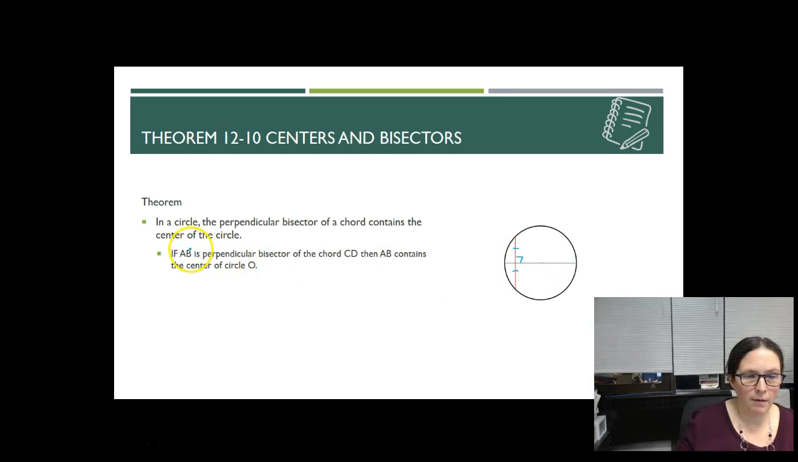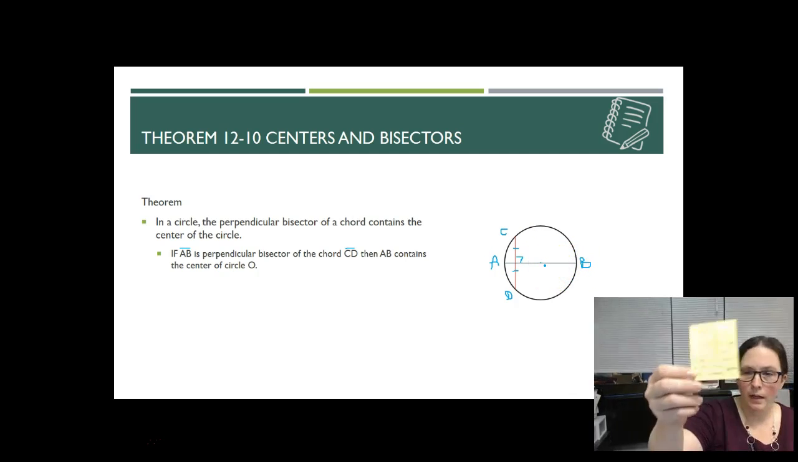So on this one, if AB is a perpendicular bisector to that chord CD, and then we can go ahead and call this chord CD, and this of course is line AB. So if this diameter bisects, or if this chord bisects the other chord, then along this line AB must be the center of our circle.